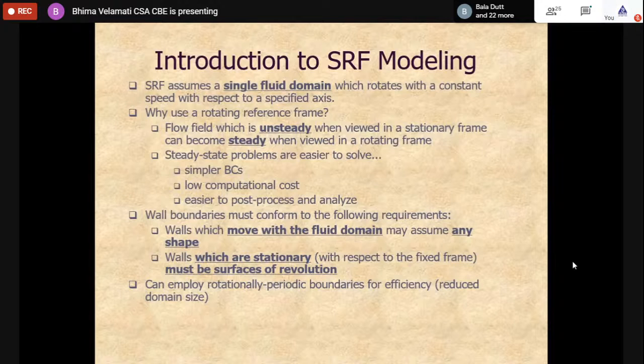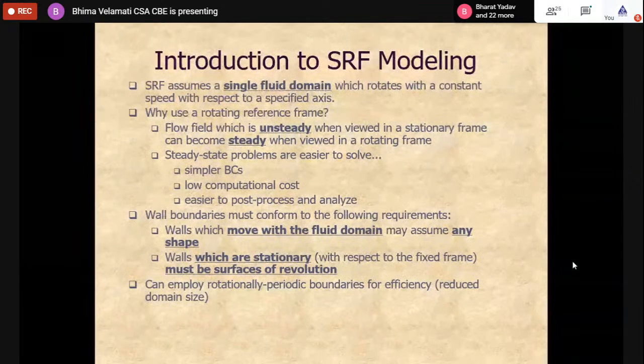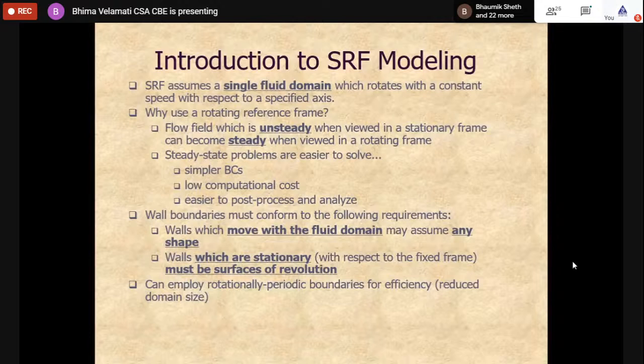Then simpler work is that I solve around the impeller. Instead of solving the stationary approach, I solve a moving reference approach. So the unsteady problem becomes steady state in a reference frame. Advantages, obviously, less computational cost, easy to analyze. But there are restrictions. Obviously, when I make an assumption, I would have restrictions.